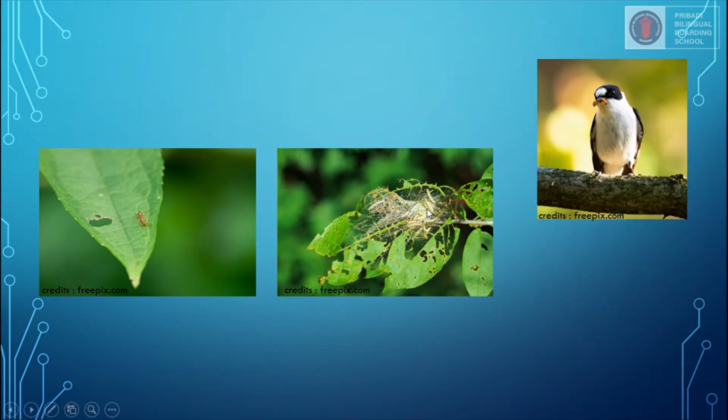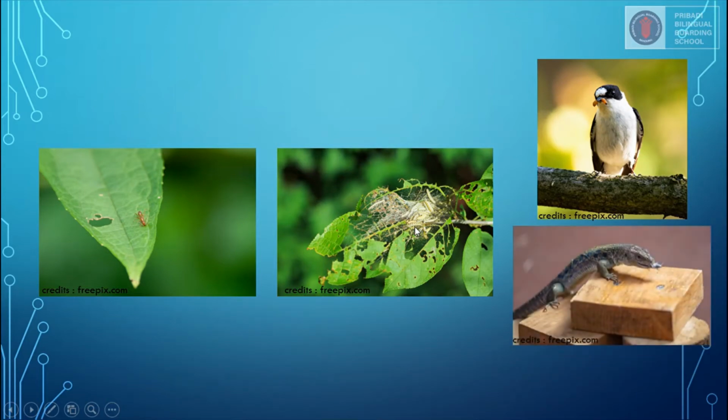You can ask other animals to eat them. For example, this bird likes to eat caterpillars, so it can eat this caterpillar. Or lizard. Lizard also likes to eat insects that usually disturb the plants in your garden. So a garden is an example of a habitat. Other animals can help to fight these pests because it is more natural and easy.